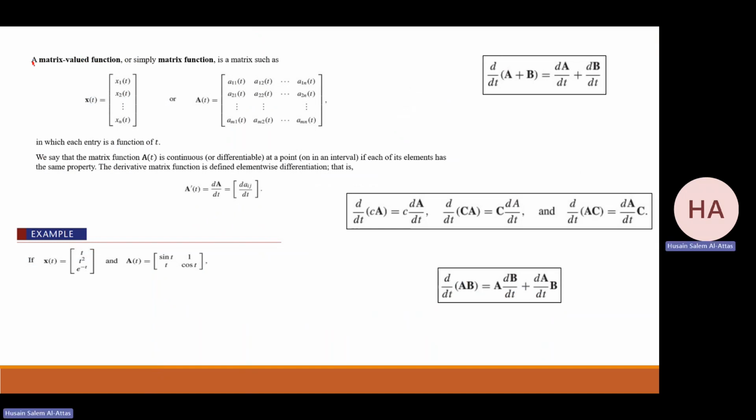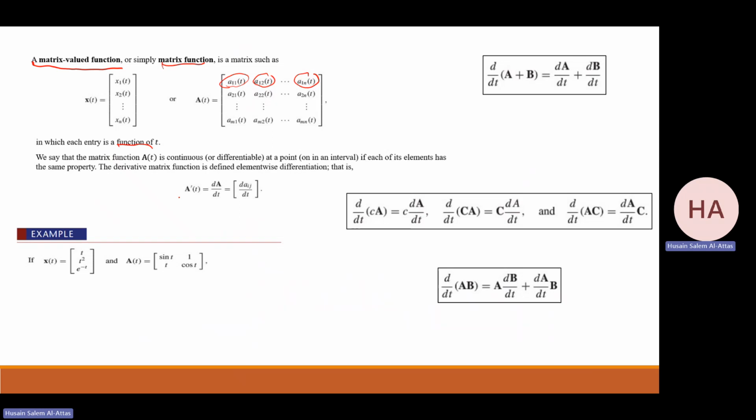What they mean by a matrix valued function or matrix function is a matrix whose components are functions. These are functions of t. Each entry is a function of t. It is continuous or differentiable if every element is continuous or differentiable.